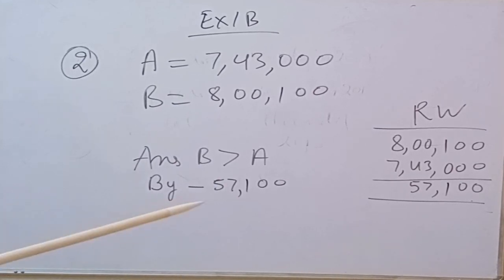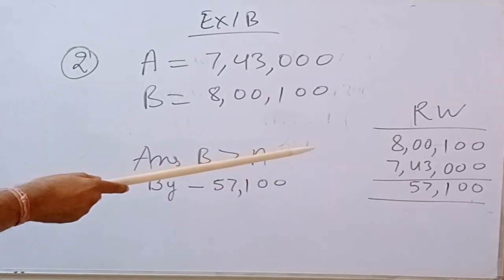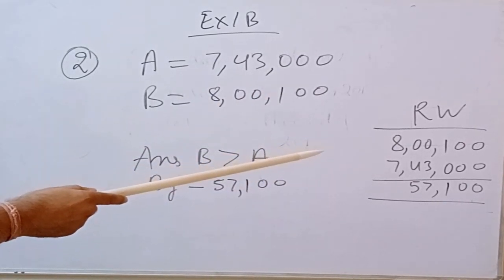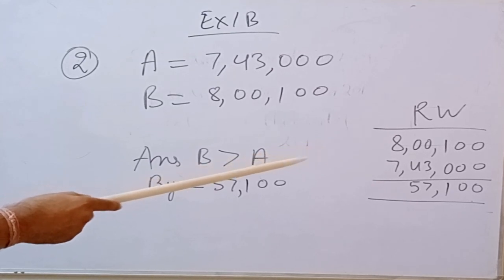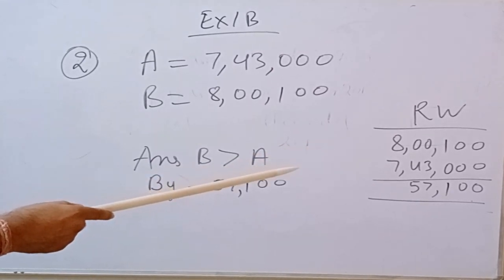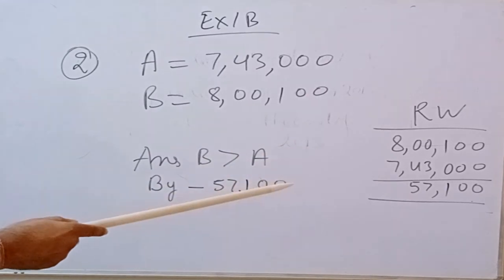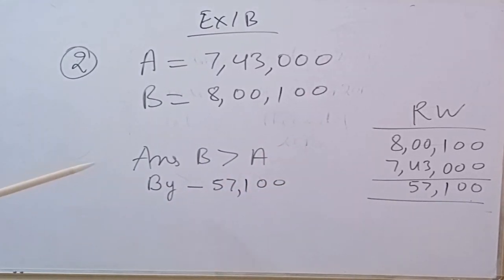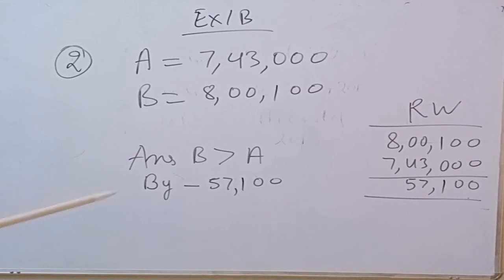And by how much? For that you will do the rough work. I did the rough work there. You subtract 7,43,000 from 8,100,000, and you will get the answer 57,100. So your answer is B is greater than A by 57,100.